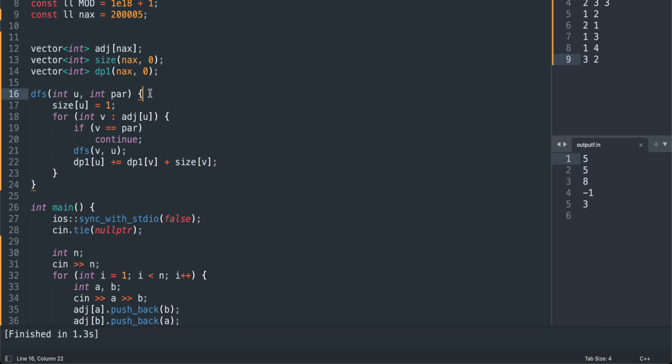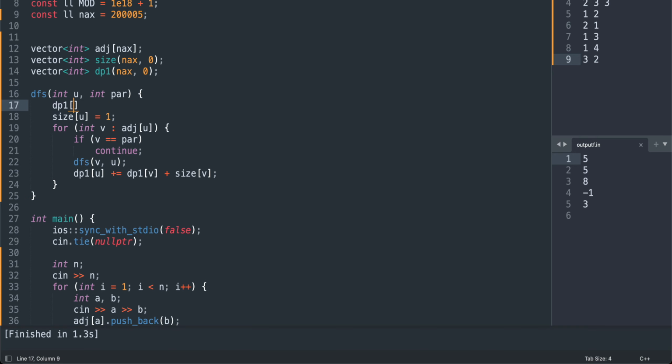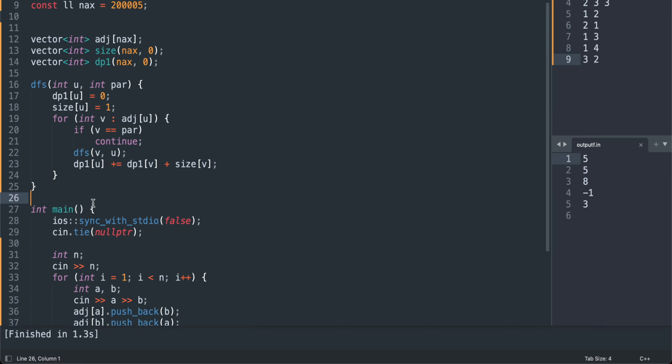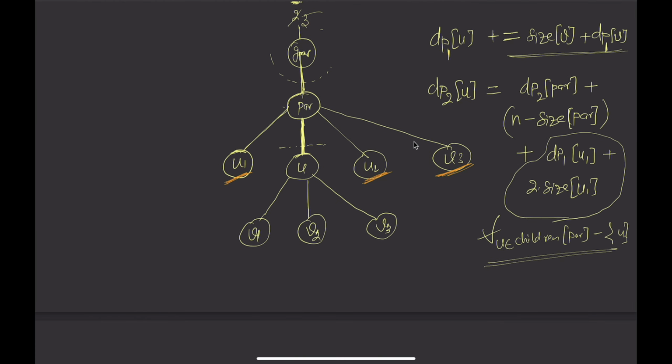What is the dp value of a leaf node? It will be 0, right? Because there is no node in the subtree of this from where it can get the distance. So dp is 0 for the leaf and size will be 1. So just the layer 2 node will get 1 value. I think it will work. Okay, so let's write the dp2 calculation.